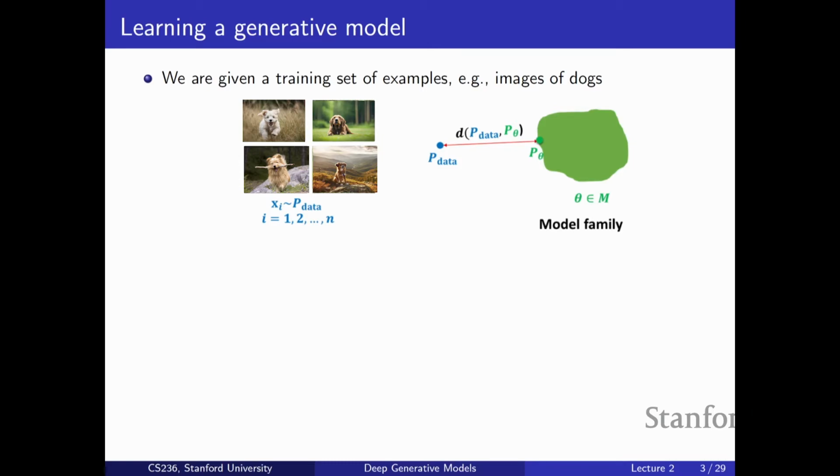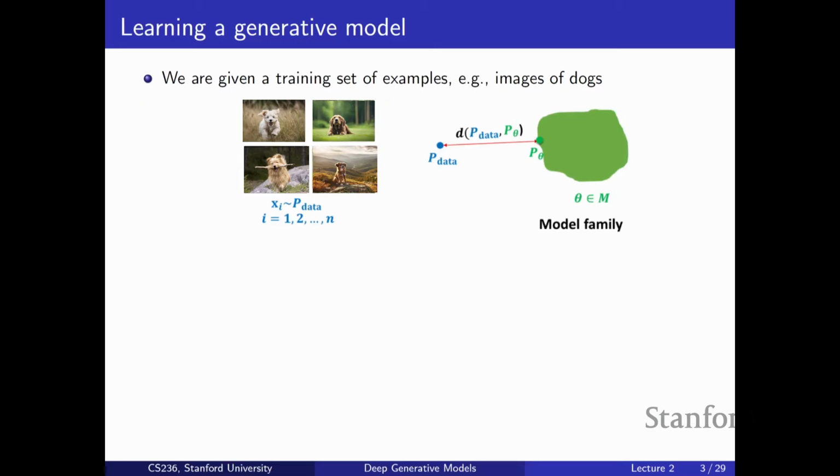These objects, the data distribution and your model distributions, are going to be pretty complex. They are defined over high-dimensional spaces. So there are a lot of different, let's say, images you can assign probability to. And you somehow need to specify what you care about and what you don't. Or equivalently, you need to specify some notion of distance or similarity between the data distribution and your model. And then you have an optimization problem.